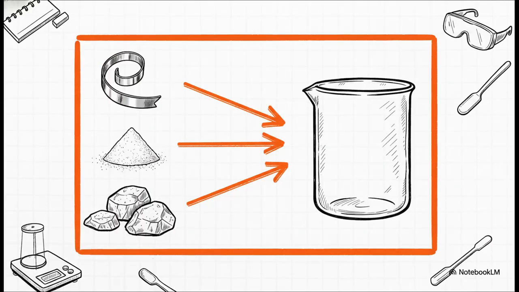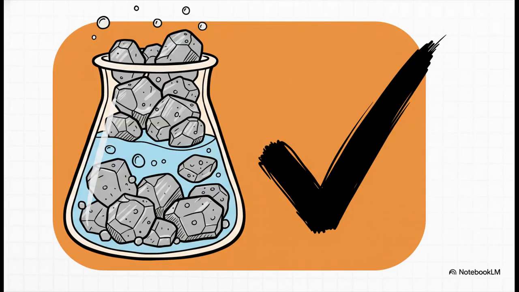But what if your starting solid, like a metal, base, or carbonate, doesn't dissolve? Then our whole approach shifts. We simply flood the acid with an excess of that solid. This ensures every single acidic molecule gets totally consumed.